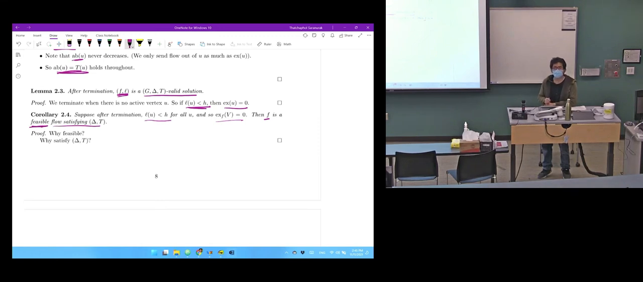Why is that? We never exceed the capacity. We look at the residual capacity all the time, right? So we respect the residual capacity, so it will respect the capacity of the original graph.